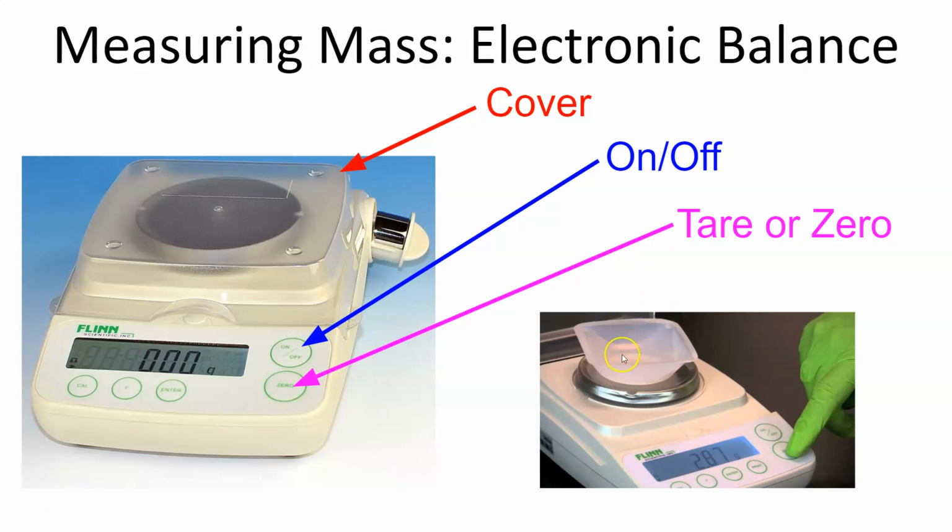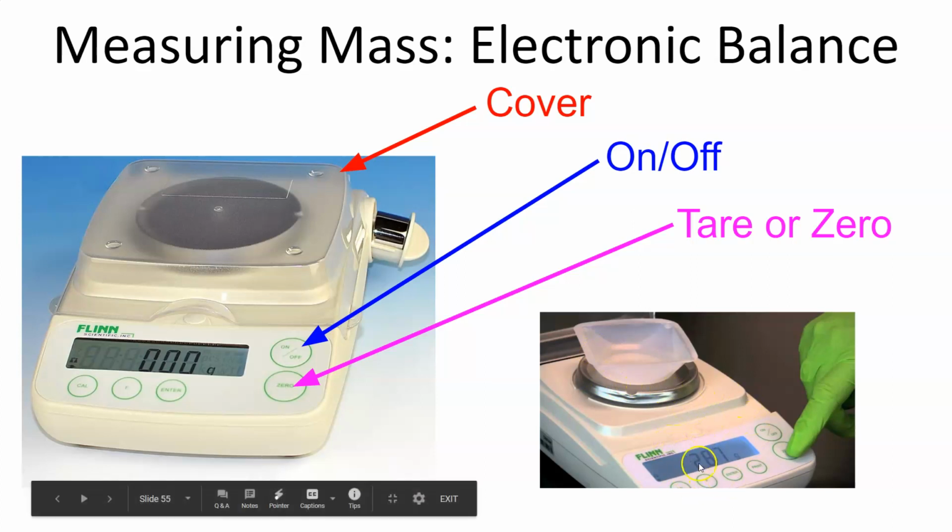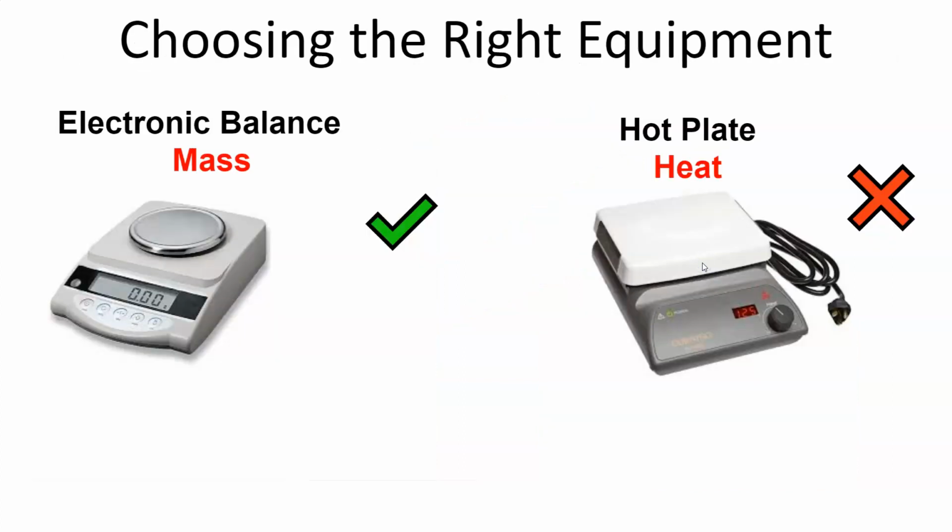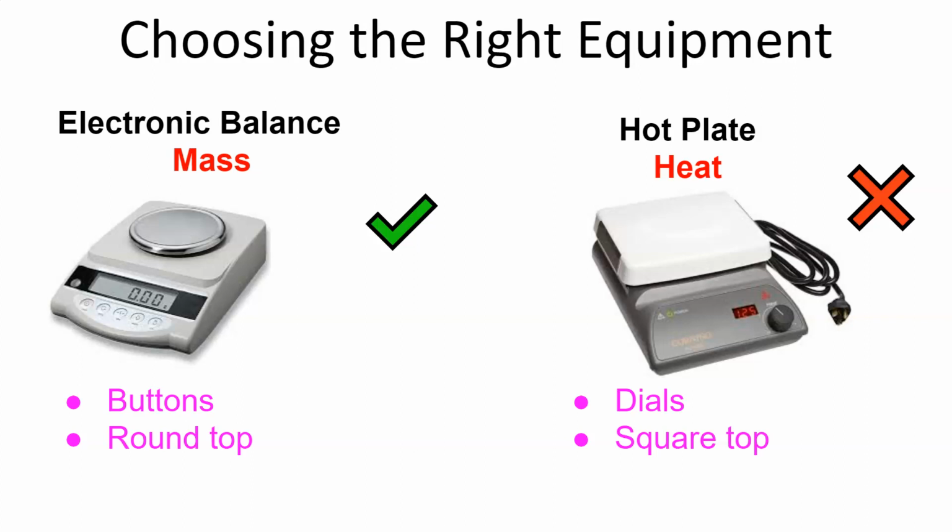All you do is place the substance on top of what's called the balance pan, and the mass will read in the digital window. Now, one thing that is important to know when we get back into the labs: electronic balances and hot plates look similar from the shape, but they're not the same thing. An electronic balance has buttons and a round top, and a hot plate, which is used to heat things up, has dials and a square top. So they look the same, but they're not.